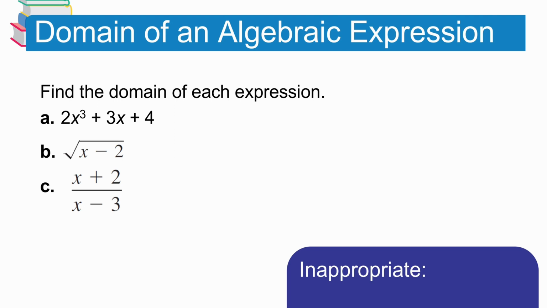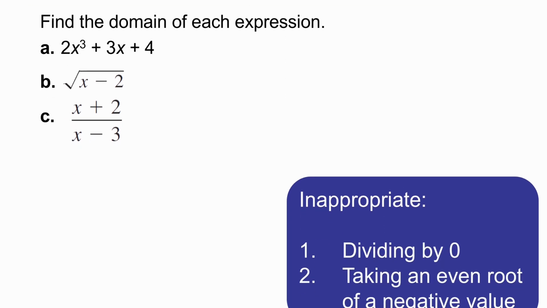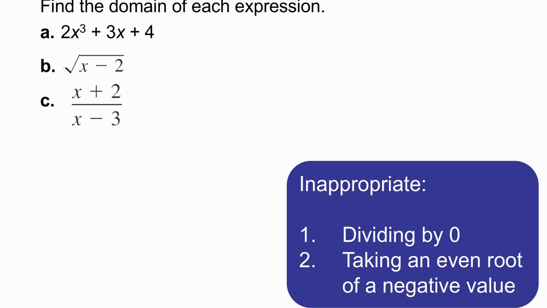And the first one's just a polynomial, so there's no way that we could do anything inappropriate there. There's no way we could divide by 0 because we're not dividing by anything. And there's no way we could take the even root of a negative value because we don't have the root of anything. So for this first one, we would say the domain is all reals.